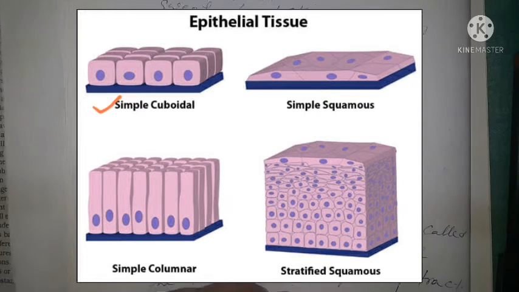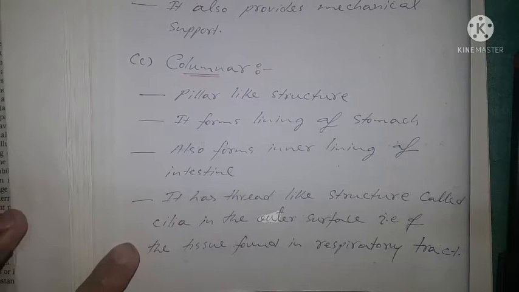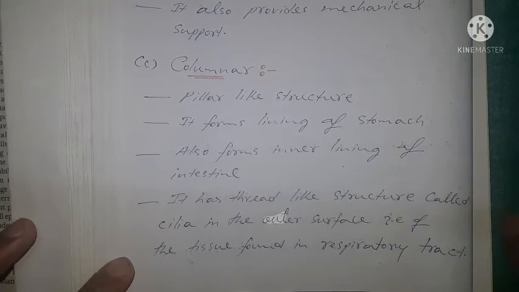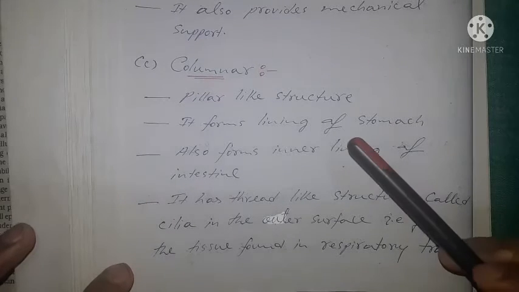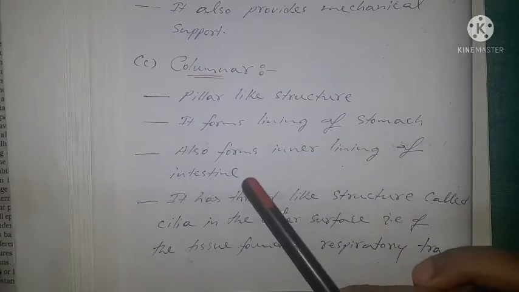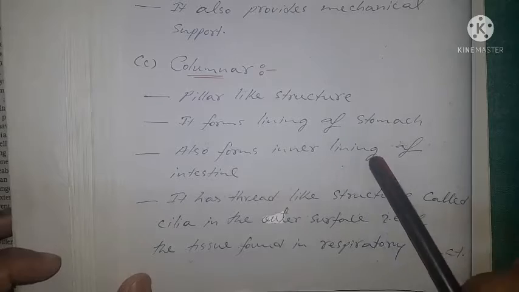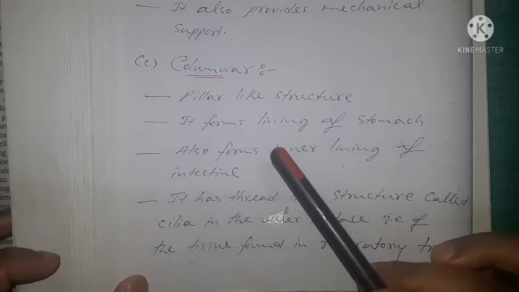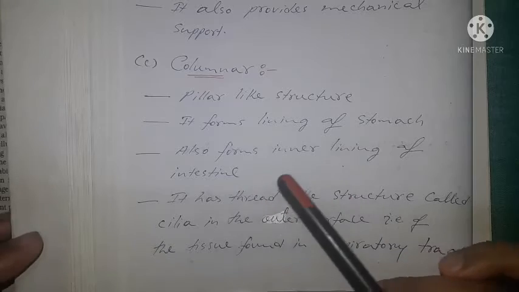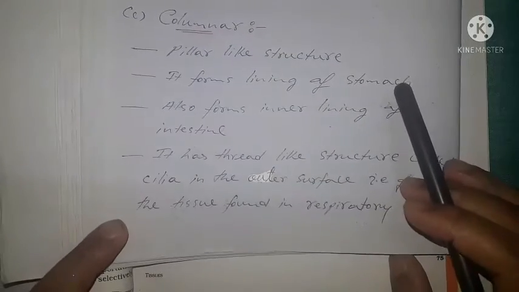The next is columnar or ciliated. It has pillar-like structures, that means it is arranged as columns. It forms the lining of the stomach and also the inner lining of the intestine, that is the small intestine as well as the large intestine.